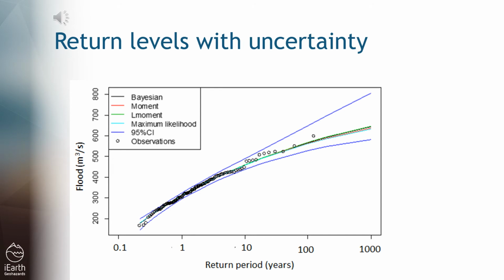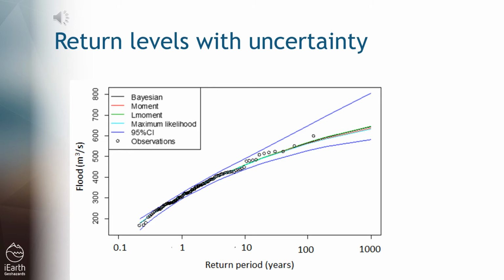This figure shows the result of fitting a GEV distribution to the flood data from Bulken. The return period is shown on the x-axis on a log scale, whereas the flood size is indicated on the y-axis. We see that the difference between the different estimation methods is very small for this dataset. And the 5% credibility interval for the design floods was obtained from the Bayesian method.